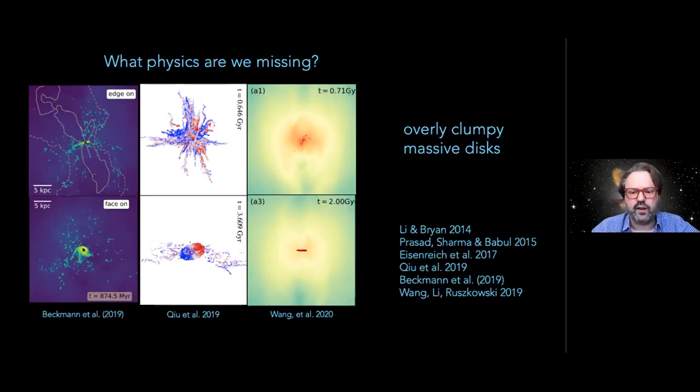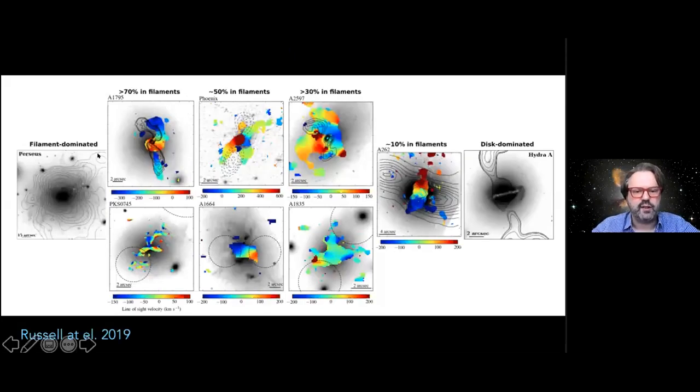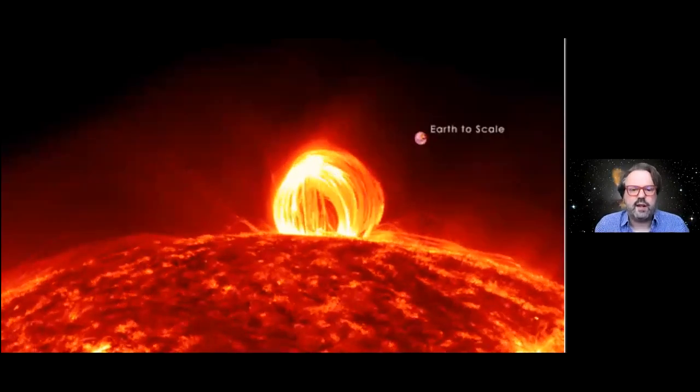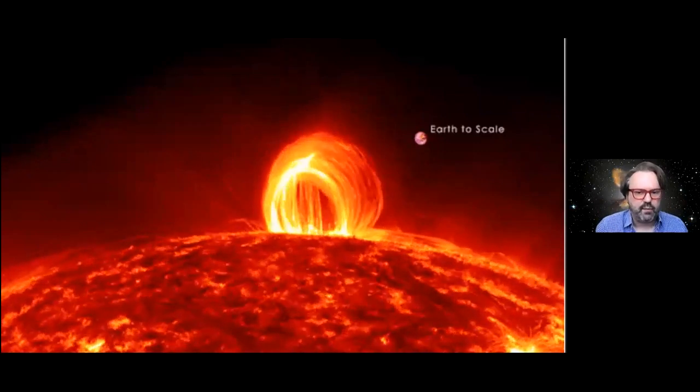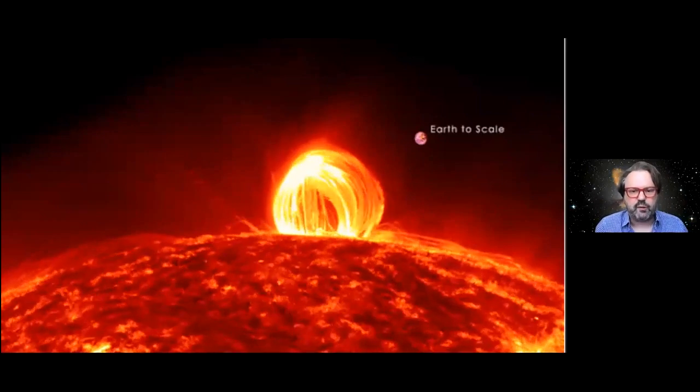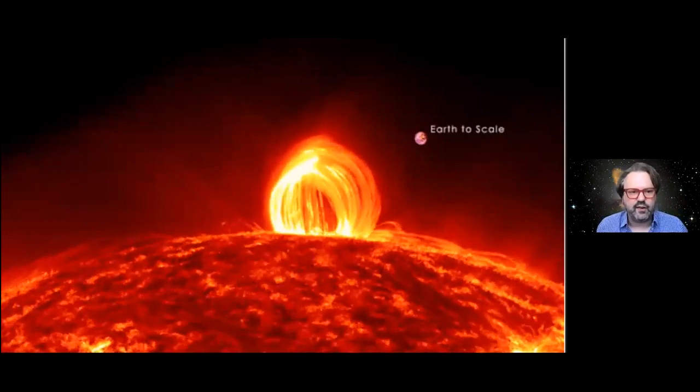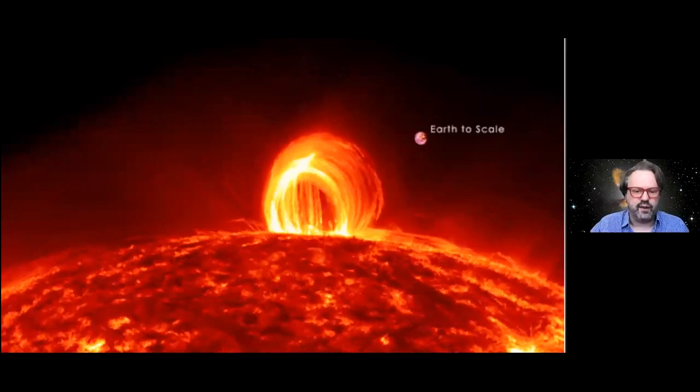In the real world, we have a pretty messy distribution of clumps, as Johan showed. So these disks have to somehow disappear. And so I would argue that thermal instability has some important interaction with the magnetic field. This is an example from the sun. You can see how thermal instability is strongly affected by magnetic fields. So we should add magnetic fields to these simulations.